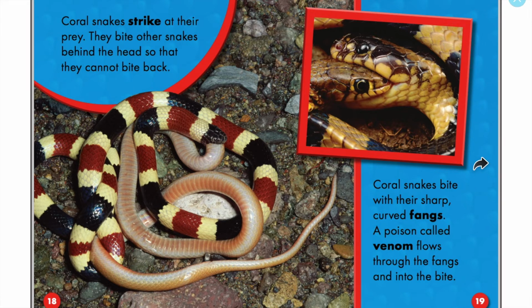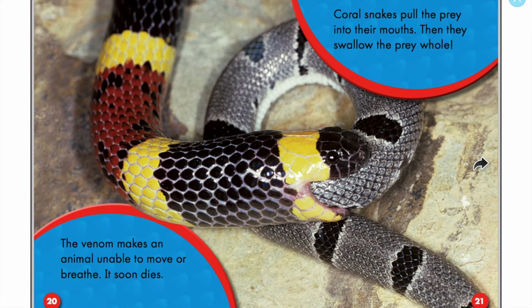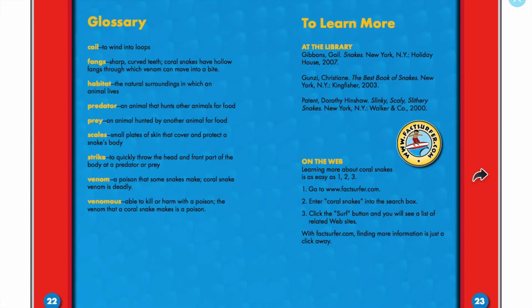It's a poison. The venom makes an animal unable to move or breathe. It soon dies. Coral snakes pull the prey into their mouths. Then they swallow the prey whole. So they don't even chew like we do. They just eat the whole thing.